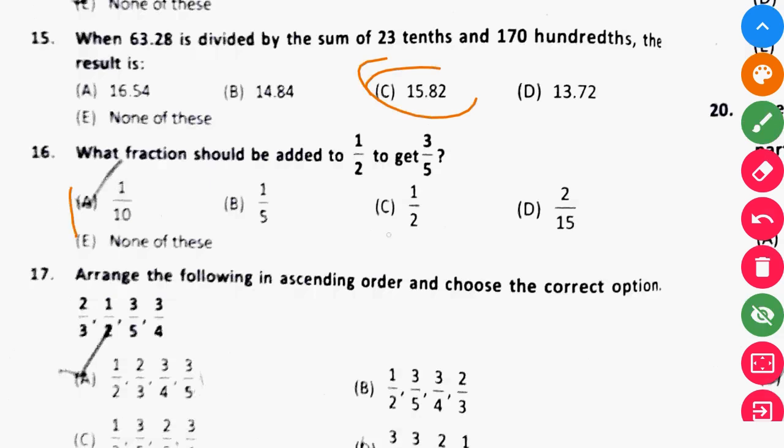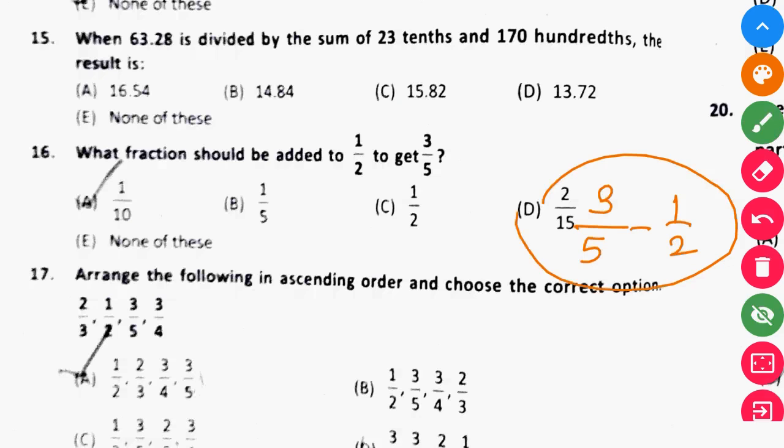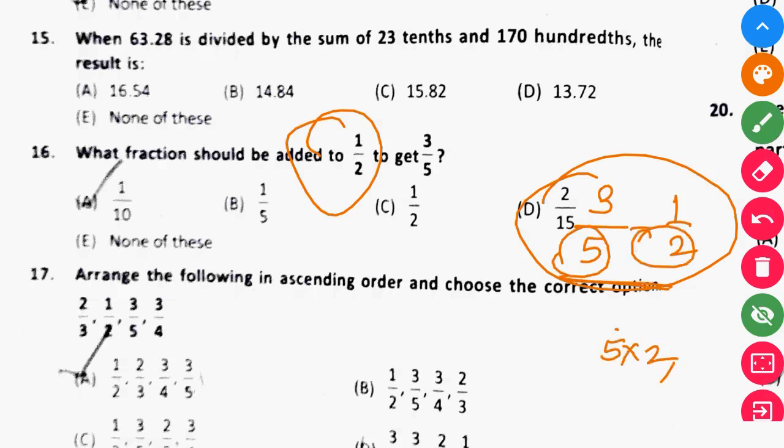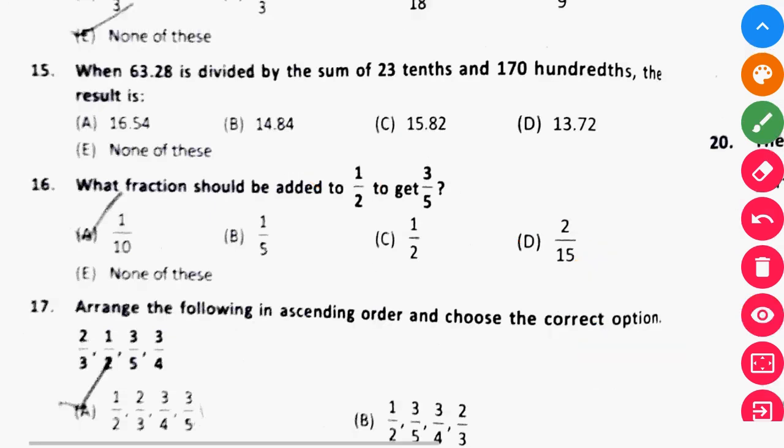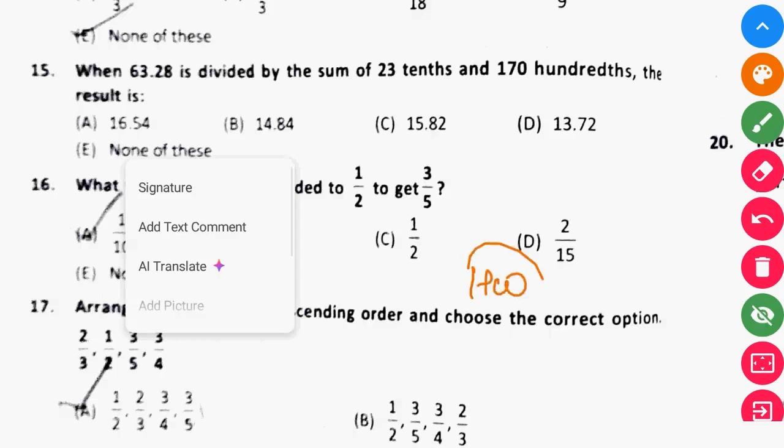The fraction that should be added to 1 by 2 to get 3 by 5. Now you have to add some fraction to 1 by 2 to get 3 by 5, which means we have to subtract 1 by 2 from 3 by 5 so that we can get the fraction which should be added to this 1 by 2. So here the denominator is not common. So first convert it into the common denominator and then subtract. So this is again for your homework. Try at home.